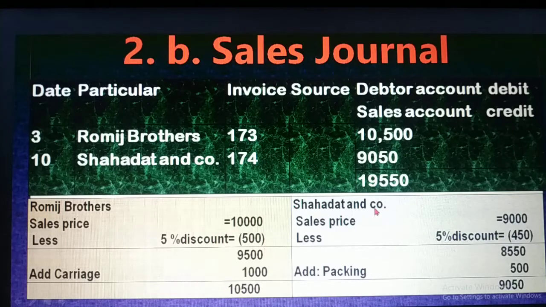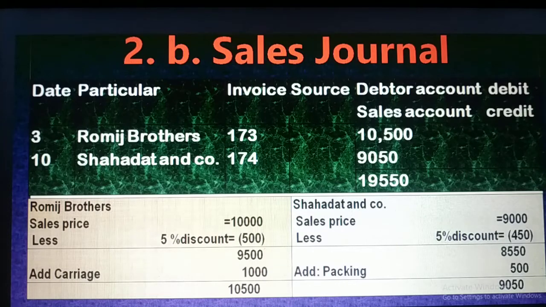Then Shahadat and Kong sales price is 9,000, discount 5%. So 9,000 into 5 divided by 100, then you will find 450. So net amount of sales is 8,550, and after that you have to add a packing charge 500. So total sales price is 9,050. It is written here. So total amount of sales is 19,550.